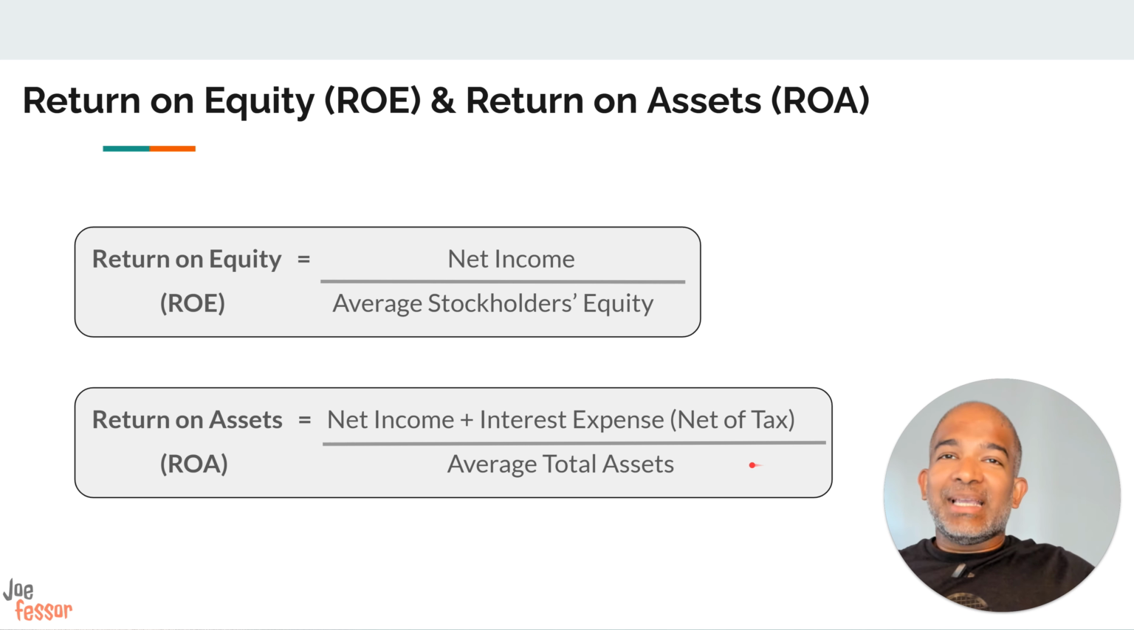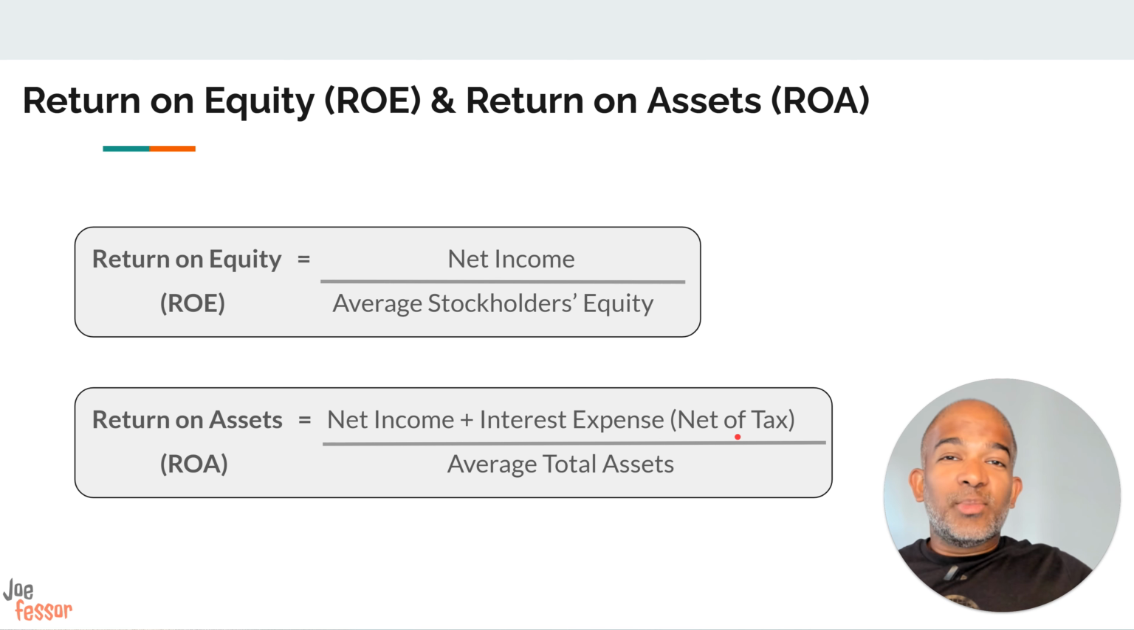Our second measure is return on assets, or ROA. This compares income to the total assets used to earn that income, essentially measuring the return on the total investment in the company. Analysts often consider ROA a better measure of management's ability to utilize assets effectively because it's not affected by how these assets are financed, whether with debt or equity.